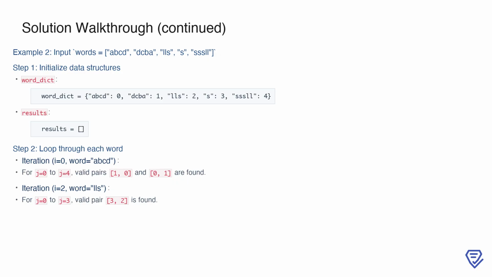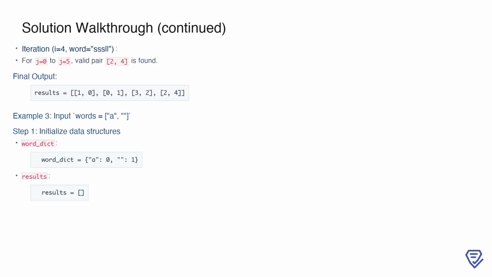Moving on to the third word, LLS at index 2, we again perform the splitting process and identify the valid pair, 3, 2. This pair is valid because the suffix S is a palindrome, and the reverse of the prefix LL exists in the dictionary at index 3. Next, we process the fifth word, SSSLL at index 4. By splitting and checking for palindromes, we find one valid pair, 2, 4. Here, the suffix LL is a palindrome, and the reverse of the prefix SSS exists in the dictionary at index 2. After completing all iterations for this example, the final output of results is 1, 0, 0, 1, 3, 2, 2, 4.